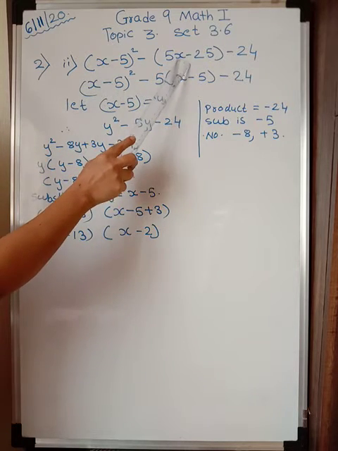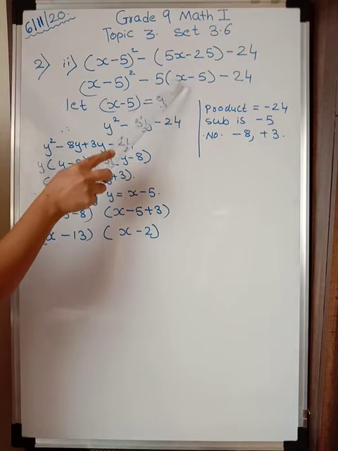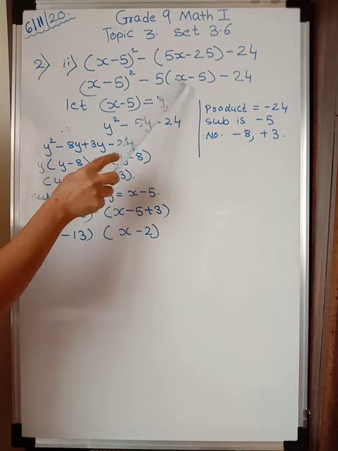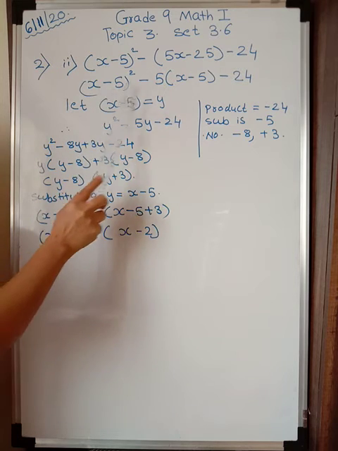Now, look at this bracket, students. If I take 5 outside, then inside I'll get x − 5, which is similar to this bracket. See, 5 into x is 5x, 5 into 5 is 25. So I got two similar brackets.